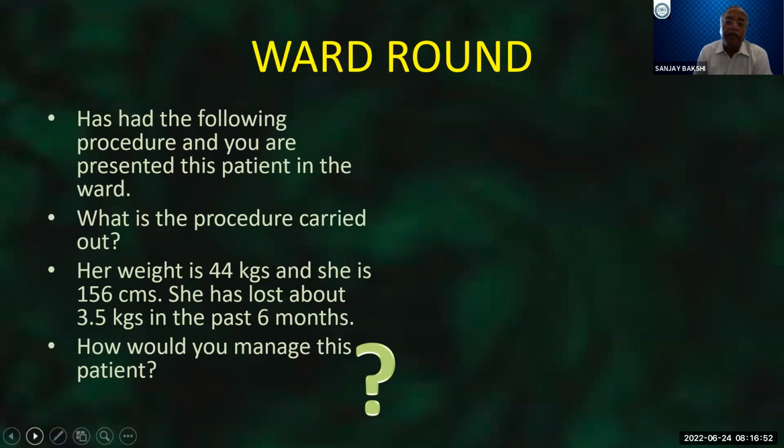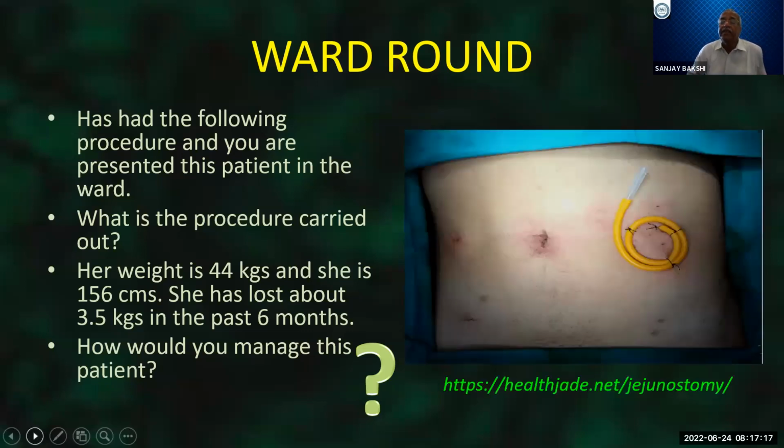Now, following this, the patient had a procedure, and now you have presented this patient in the ward. I'm going to ask you, what was the procedure carried out? Her weight is 44 kilograms and she is 156 centimeters in height. She's lost about 3.5 kilograms in the past 6 months. So now I'm going to ask you how we would manage this patient. This is what this patient has. Now you tell me, what is this? This is a feeding jejunostomy, most likely using a Foley catheter.